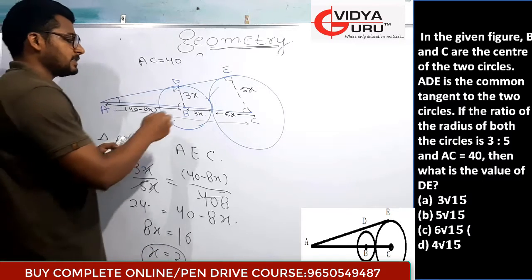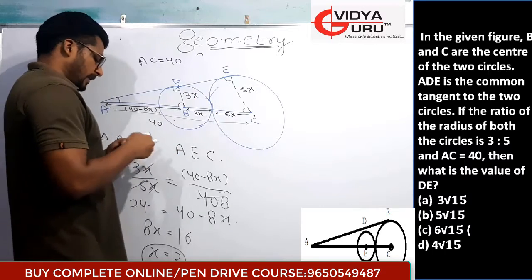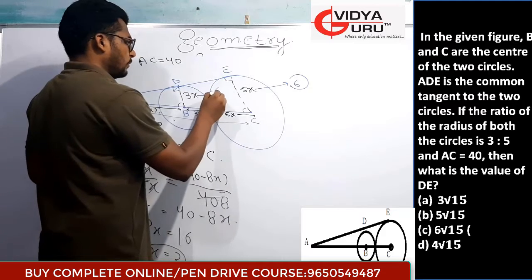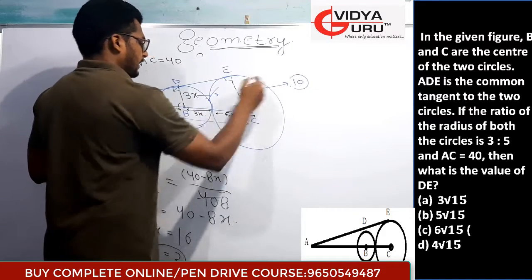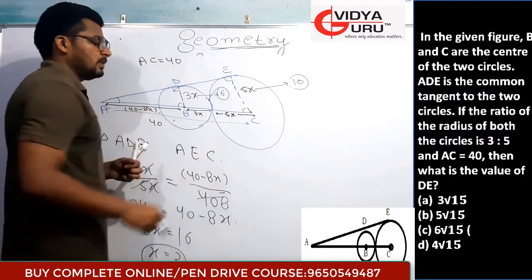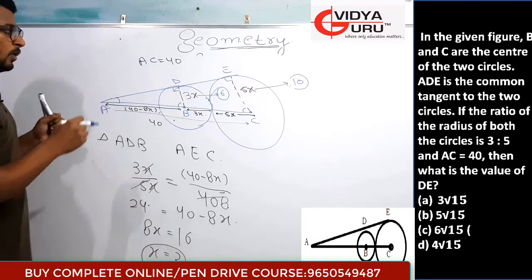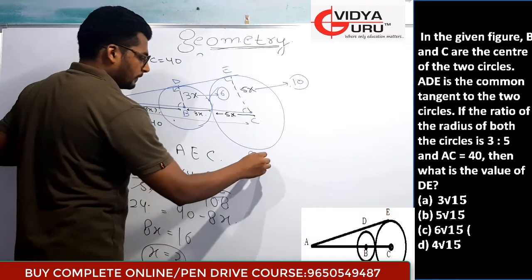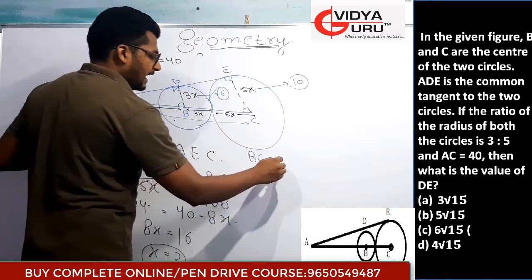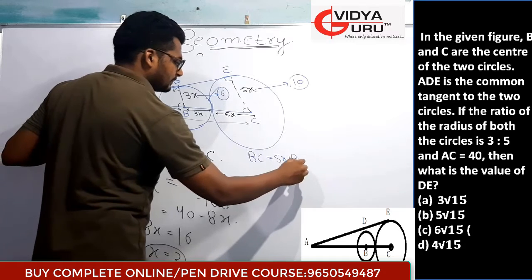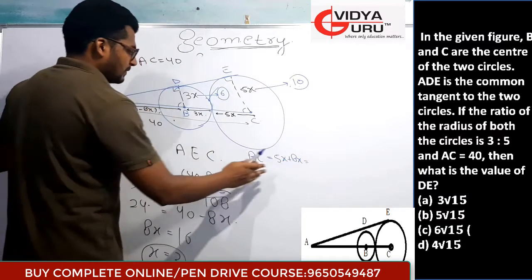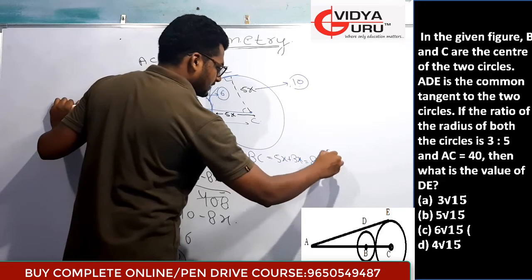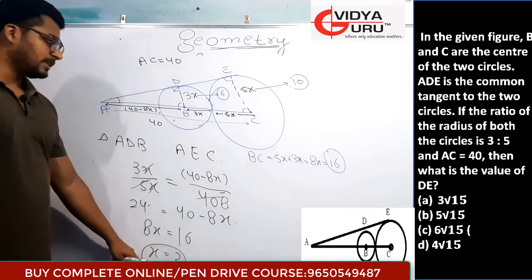Then what is the exact radius of the circle? 5x will be equal to 10 and 3x will be equal to 6. Now I know the value of the radius of the two circles. And what will BC be equal to? BC is 5x plus 3x, 8x, that means 16, because x is 2.